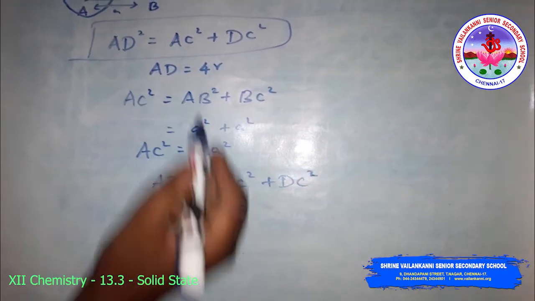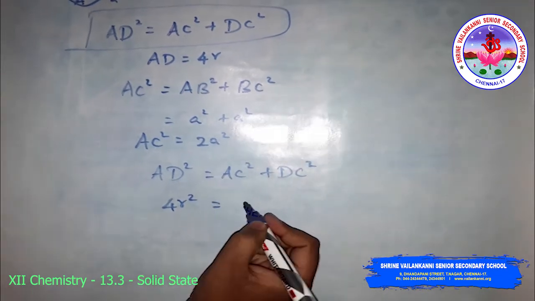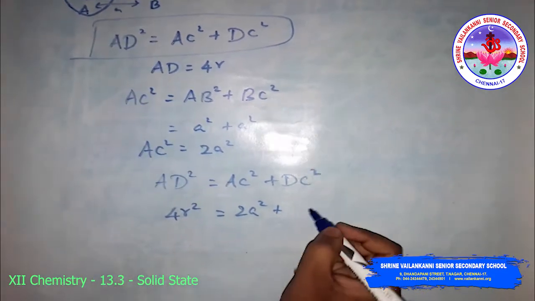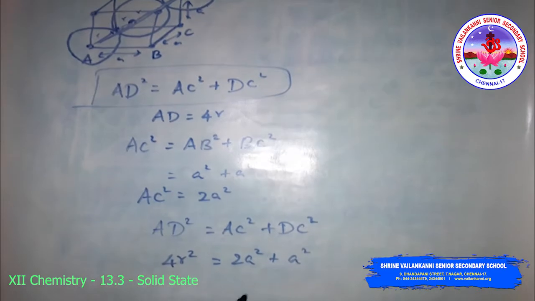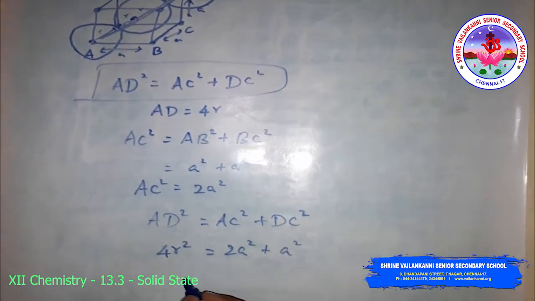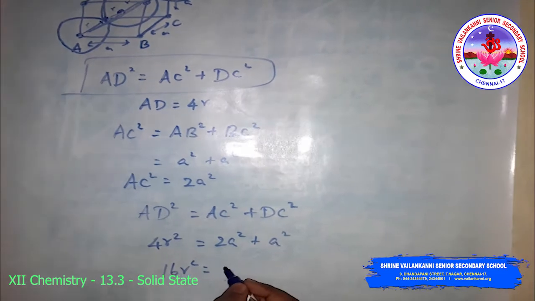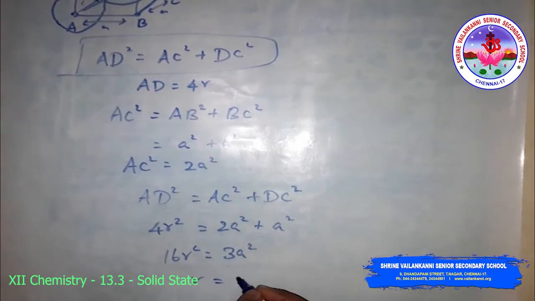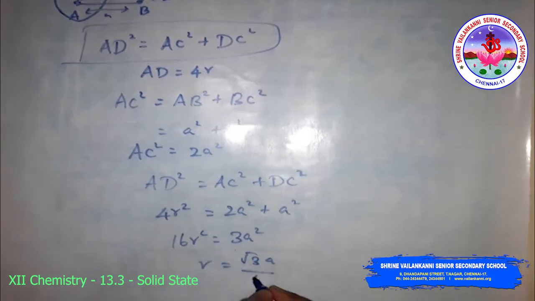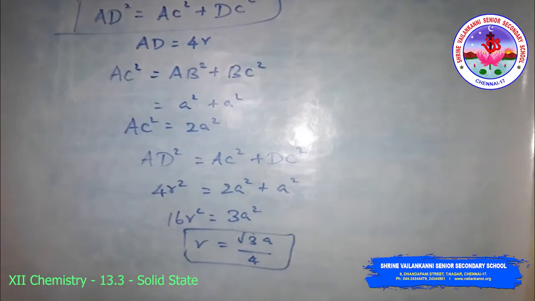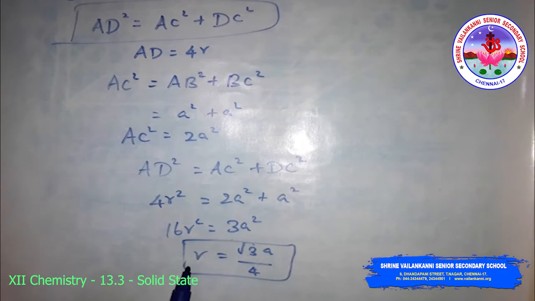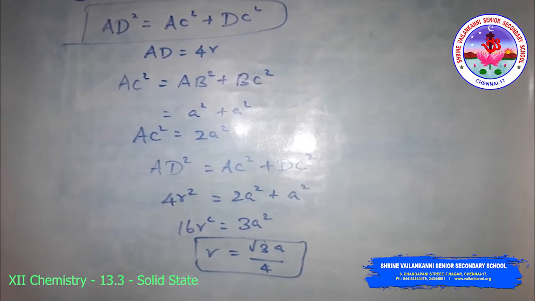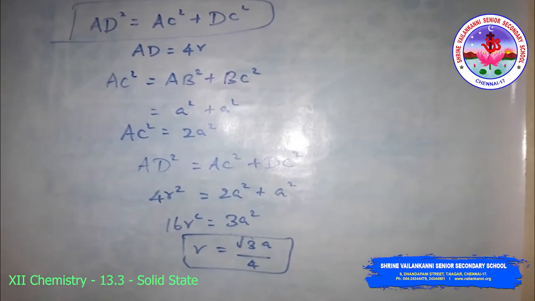AD square is what? AD is 4r. So 4r square. Then AC square is what? 2A square. Then DC is what? DC square also A square. So DC is A edge length, so that A square. Now 16r square is equal to 3A square. So r is equal to what? r is equal to root 3A by 4. For BCC unit cell, radius r is equal to root 3A by 4.